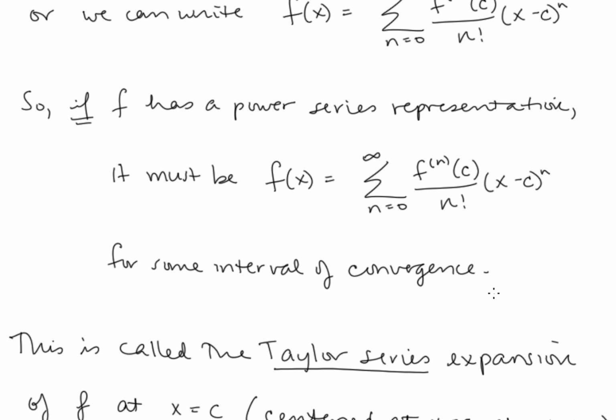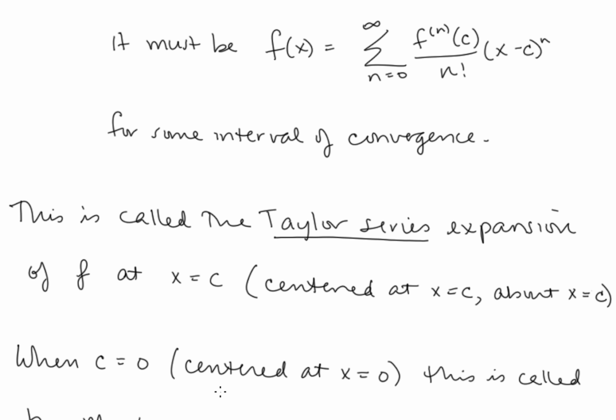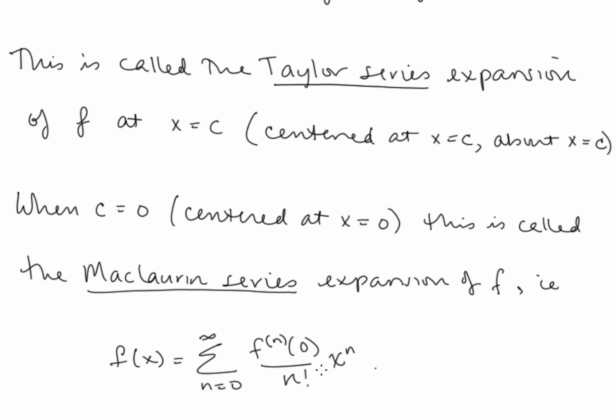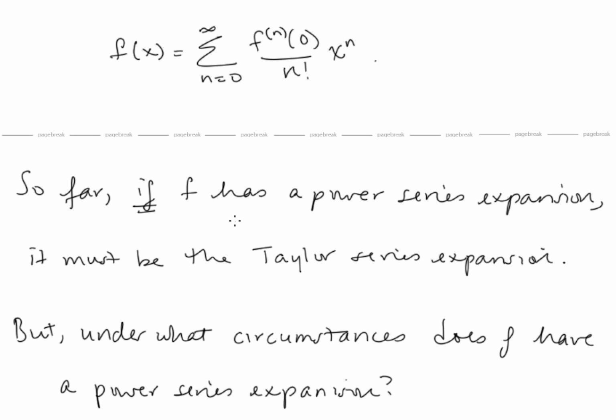We call this form the Taylor series expansion of f at x equals c. And when c is equal to 0, in other words, when the Taylor series is centered at x equals 0, we call this a Maclaurin series expansion of f. So far we're saying that if f has a power series expansion, it must be the Taylor series expansion.